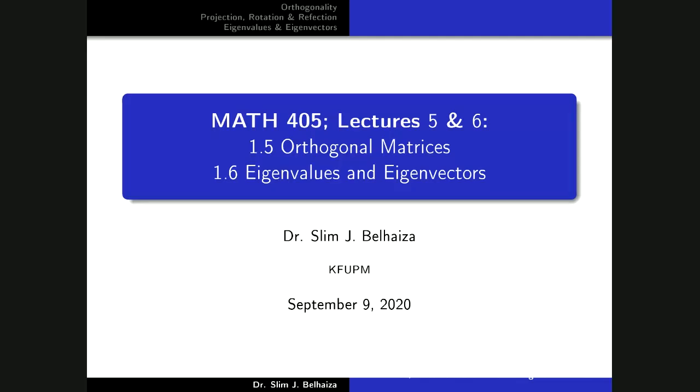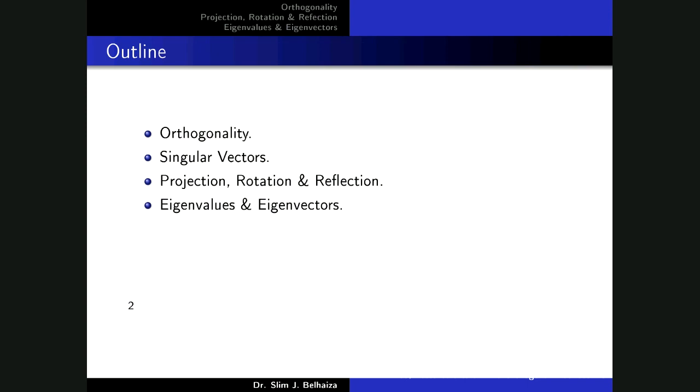This is our sixth lecture of Math405. We started last time talking about section 1.5, orthogonal matrices. And today we'll carry on and continue with section 1.6 about eigenvalues and eigenvectors. So this is the outline of the course slides regarding sections 1.5 and 1.6. We talk here mainly about orthogonality, singular vectors, projection, rotation, and reflection, eigenvalues, and eigenvectors.